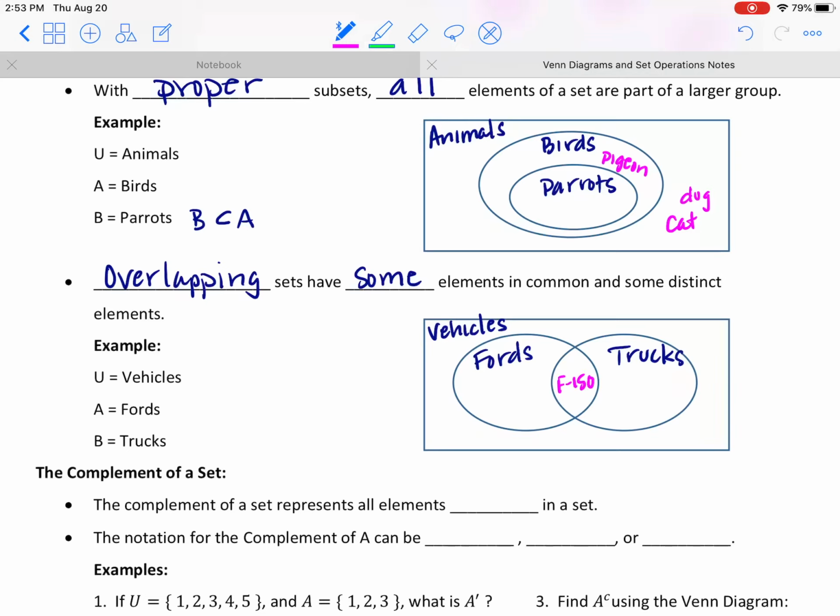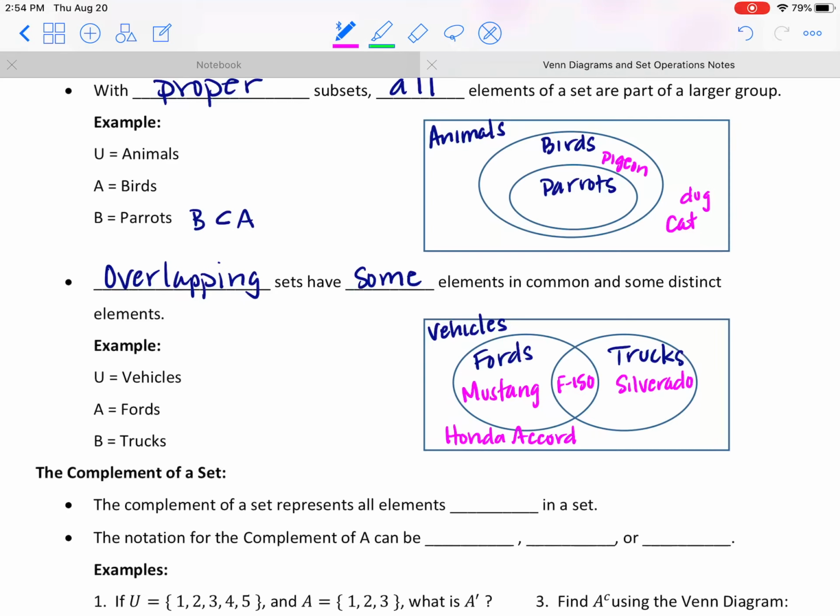Now what's something that we could put in the truck circle that would not be part of the Ford circle? Like a Chevy Silverado, right? Chevy Silverado is a truck, but it's not a Ford. Or what's something that's a Ford that isn't a truck? Maybe something like a Mustang. Okay, Mustang is a Ford, but not a truck. And then outside of the two circles would be something that is a vehicle that isn't a Ford or a truck. Maybe like a Honda Accord. Right? A Honda Accord isn't a Ford, it isn't a truck, but it's definitely a vehicle.